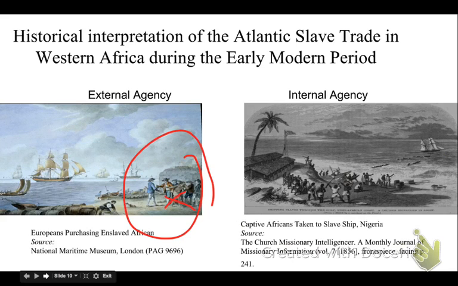Next lecture will be on the movement of more transatlantic slavery. I hope you've enjoyed the origins of the plantation complex in the early modern era. Thank you for listening.